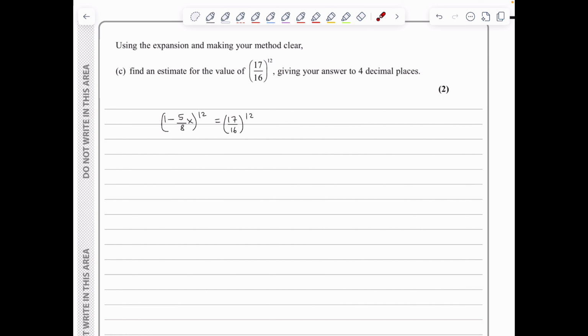I will start by cancelling out the powers of 12. So we're looking at 1 minus 17 over 16 being equal to 5 over 8x. So we're looking at minus 1 over 16 is 5 over 8x. I will cross multiply, you get negative 8 is equal to 80x, and therefore x is negative 0.1. This is the value of x that I can substitute into my expansion to get an estimate for 17 over 16 raised to the power of 12.